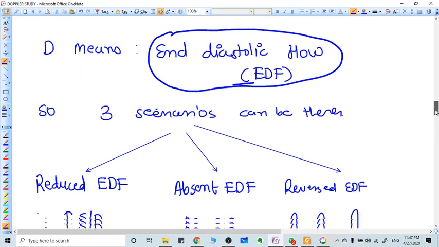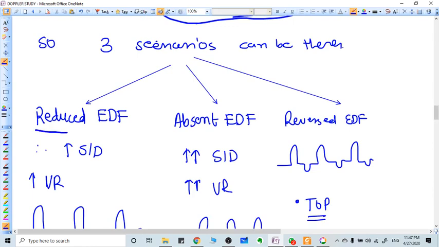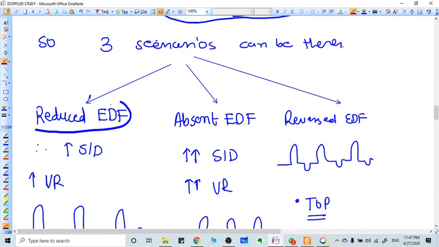Now, what scenarios can be there? Three scenarios can be there. One is reduced end diastolic flow. When the diastolic flow is decreased, what does that mean? That means the vascular resistance in the placenta has increased, and that's why the diastolic flow decreases, and that's why the SD ratio increases.